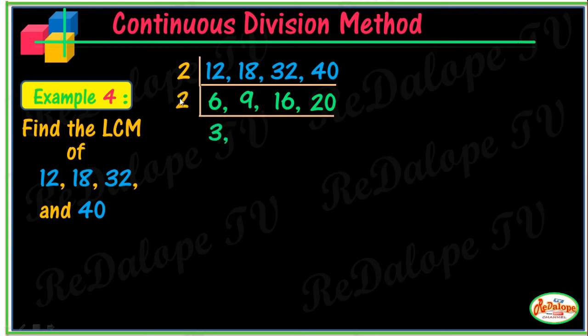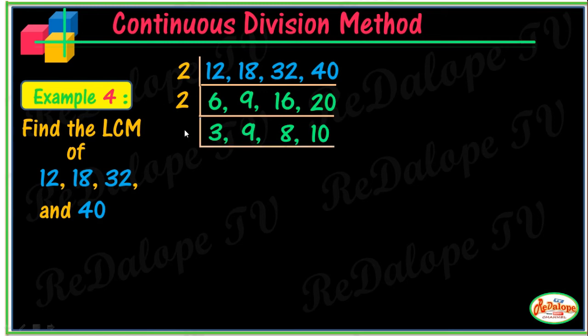Since 9 cannot be divided by 2, we bring down the 9 here. 16 divided by 2, so that is 8. 20 divided by 2, so that is simply 10. Now, 3 and 9 are at least two numbers that can be divided by the next prime number, which is 3.